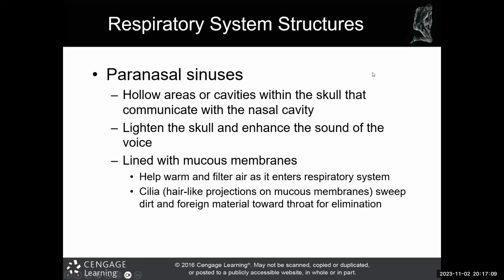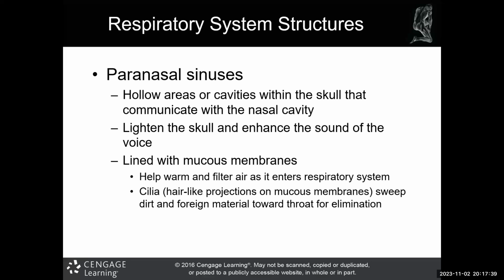The paranasal sinuses are hollow areas or cavities within the skull that communicate with the nasal cavity. So they're above the nasal cavity and they're open to it. They lighten the skull, so our skull isn't too heavy, and enhance the sound of the voice. So beyond our vocal cords, it reverberates in our skull, which enhances the vibrations of our voice. It's lined with mucous membranes.